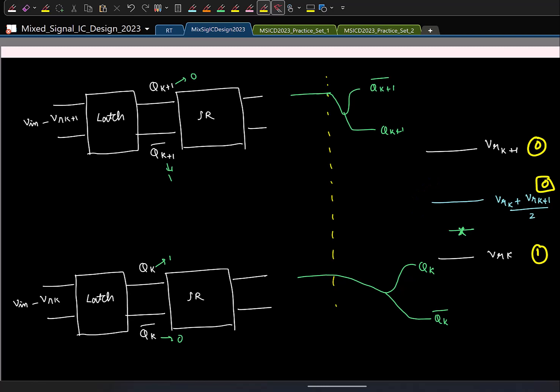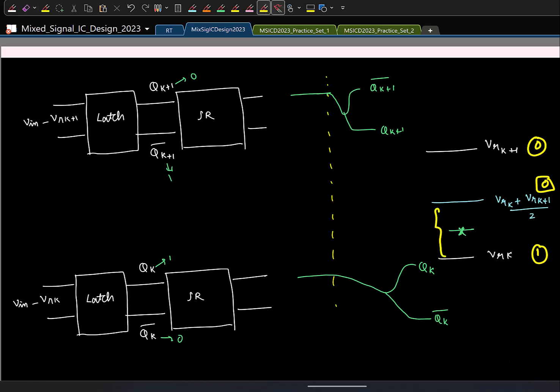If the voltage is at the reference, what is the output? If you have a comparator and the differential input is 0, what is the output? I mean, that is not defined, right? What will happen is that at that instant, whatever noise is there will decide the output. But at least this point is clear.